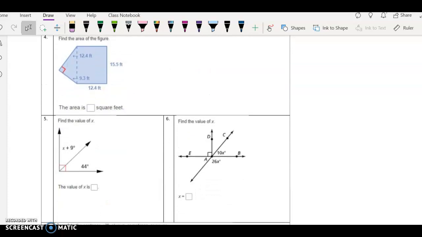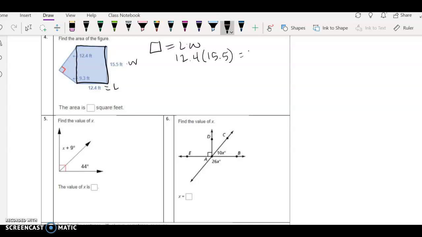All right, so for number 4, we are finding the area of both the little shapes, and then we add them together to get the area of the big shape, like the total. So the first shape that I see is a rectangle. So I see this rectangle right here, and we take the length times the width. So we have length times width. So we do 12.4 times 15.5. And that gives me 192.2.